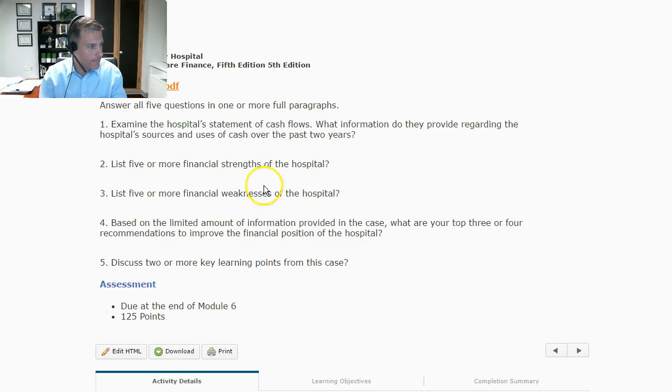So you have that. Then based on the limited amount of information, what are your top three or four recommendations to improve the financial position of the hospital? I'll leave that one pretty much up to you. You're going to identify some weaknesses. I mean, there's going to be strengths, but you identify some weaknesses. And then, again, what are your top three or four recommendations to do that?